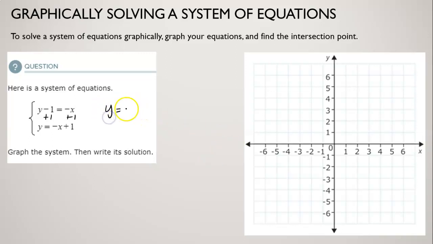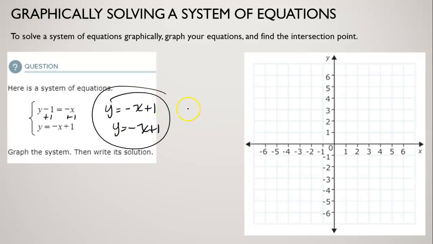When you do this, you should end up with y equals negative x plus 1 and y equals negative x plus 1. You should notice that these are exactly the same. For both of these, we had a y-intercept of 1 and a slope of negative 1, which is the same thing as negative 1 over 1. So for both of these, you should have put a point at 1 for your y-intercept, and then we go down 1 and to the right 1, down 1 and to the right 1.